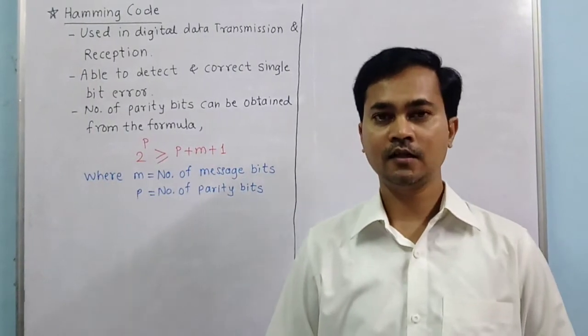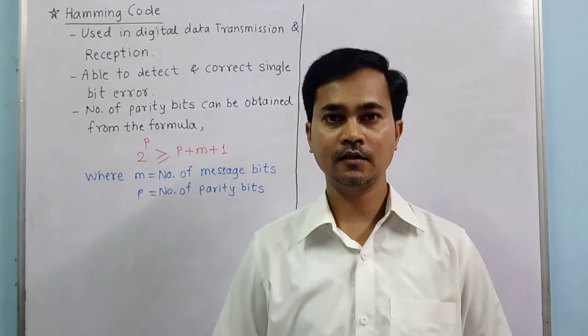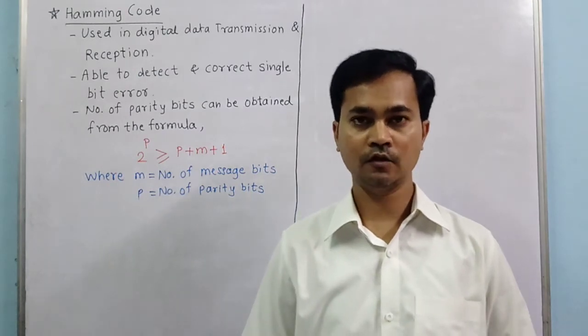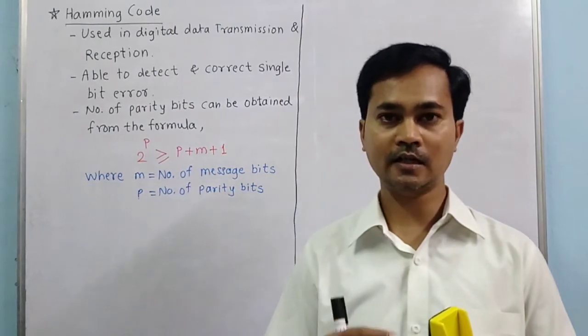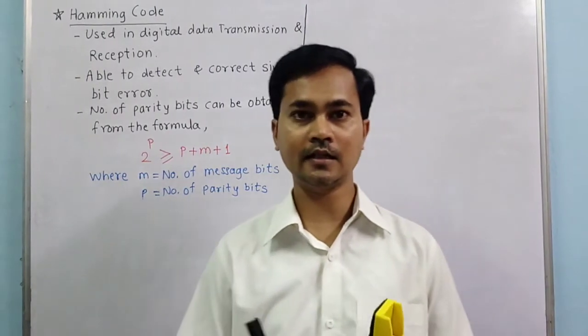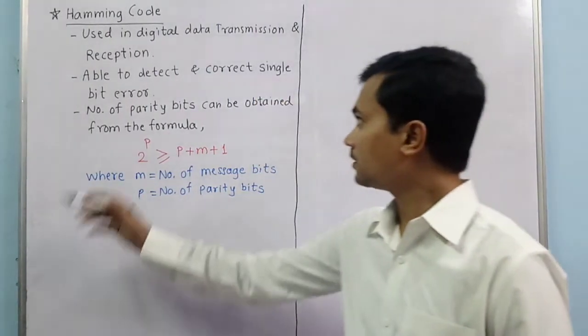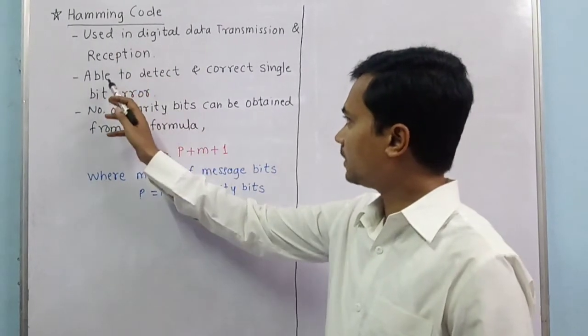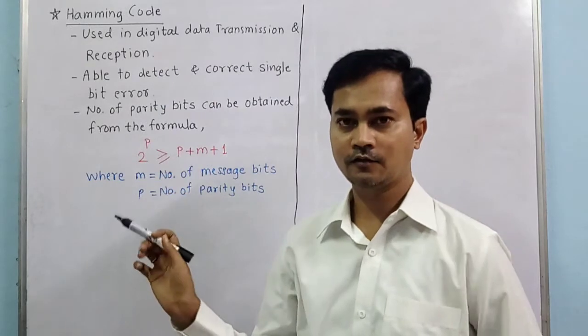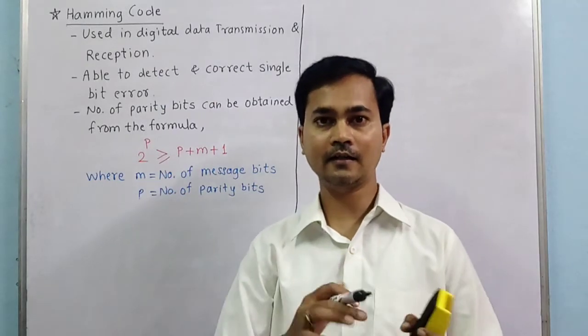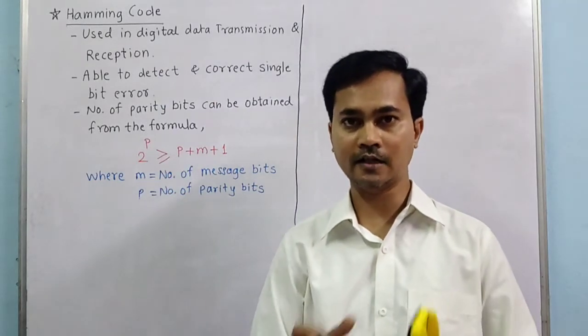Hello everyone. In this video we are going to see the basics of Hamming code. Hamming code is basically used in digital data transmission as well as digital data reception. It is also able to detect and correct a single bit error. Okay, so it is used only for detecting and correcting a single bit error in the received data.